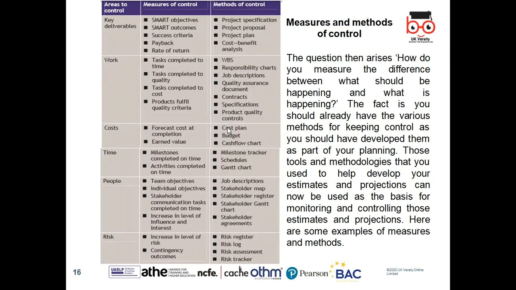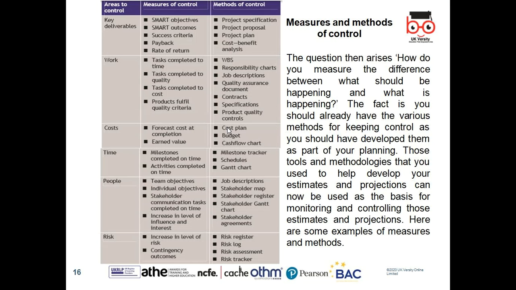Okay, key control areas, key deliverables, SMART objectives. You need to look around. Do we have payback? How long will the money you invest take to cover? Work. You need to look around. Yes, work completed or not, and when? Cost, timing, people, risk. And you need to measure the control. Those are the appropriate methods of control.